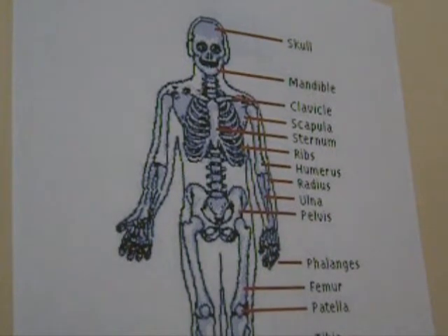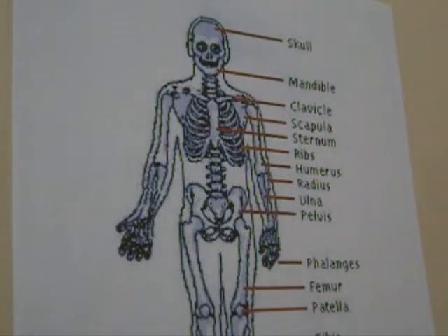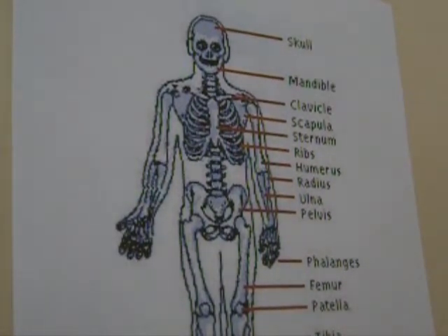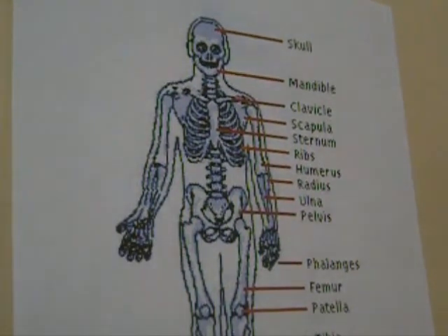Some diseases of the skeletal system are osteoporosis. That's when the bone loses tissue, making the bone thinner and thinner and more susceptible to breakage. Fractures are injuries, otherwise known as broken bones. Scoliosis is an irregular curvature of the spine.